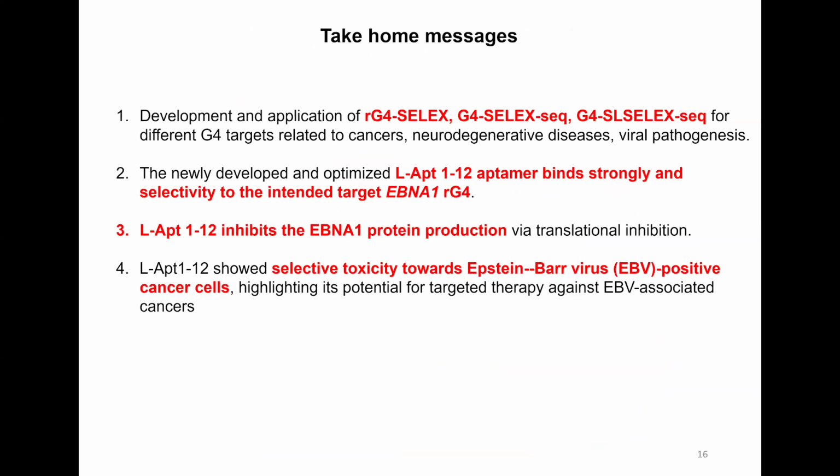We've developed different platforms, and from those platforms we generate aptamers that can bind strongly and selectively. I use the adeno one as the demonstrated case in here. What it does is it will inhibit the adeno one translation. I didn't show the qPCR, so it doesn't affect the mRNA at all. So it's translational inhibition in here. So it has selective toxicity towards the EBV positive NPC cell or gastric cell. So potentially it can be used for targeted therapy later on.